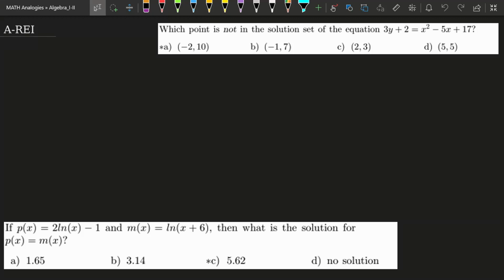Now, which point is not in the solution set of the following? Well, of course the answer is going to be choice A as indicated, but is B actually a solution?